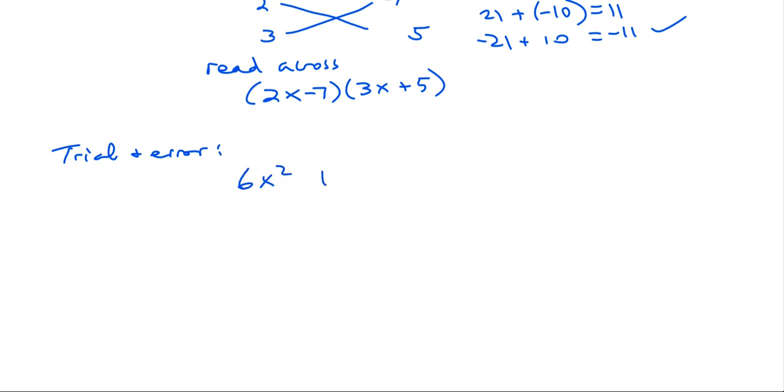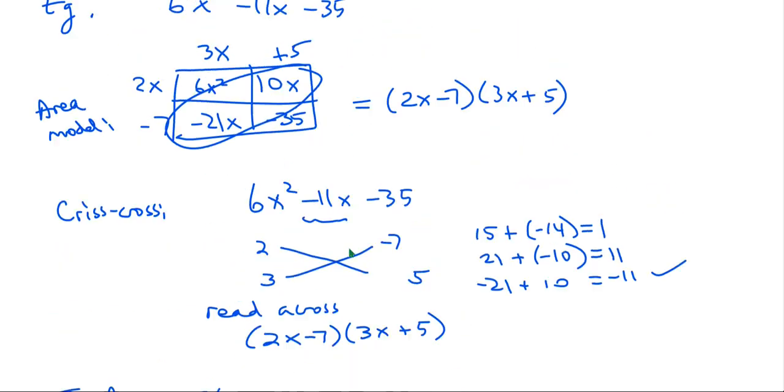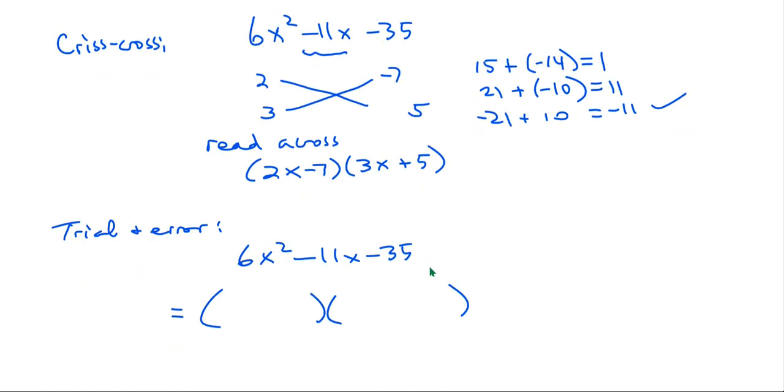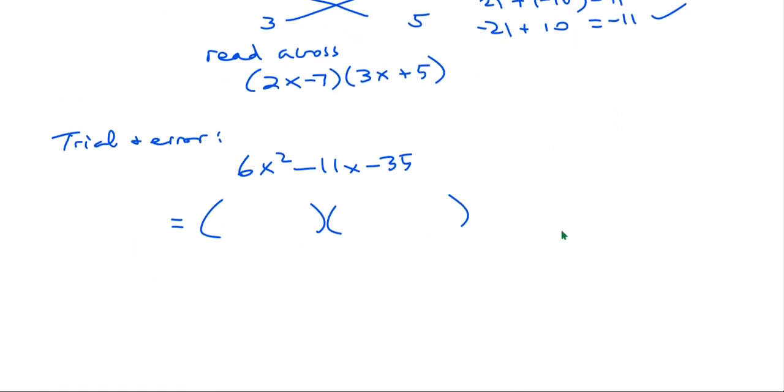6x squared, same question, minus 11x minus 35. With trial and error, we go directly to the brackets, just like we did with a simple trinomial. We go directly to the brackets. It's a one-step thing. Notice how here I had to draw a window, I had to draw this rectangle. Here I had to draw all this crisscross stuff. But with trial and error, you go straight to the brackets, and all you do is this. I need to get 6x squared from the first terms in each bracket. So 2x and 3x, let's say. I need to get -35 from the last two terms in the brackets. So let's say I go -5 and +7.